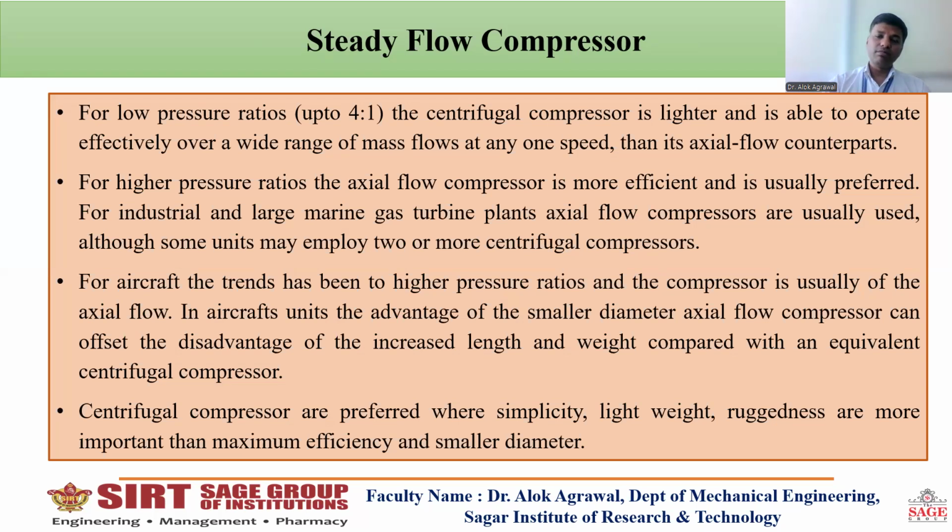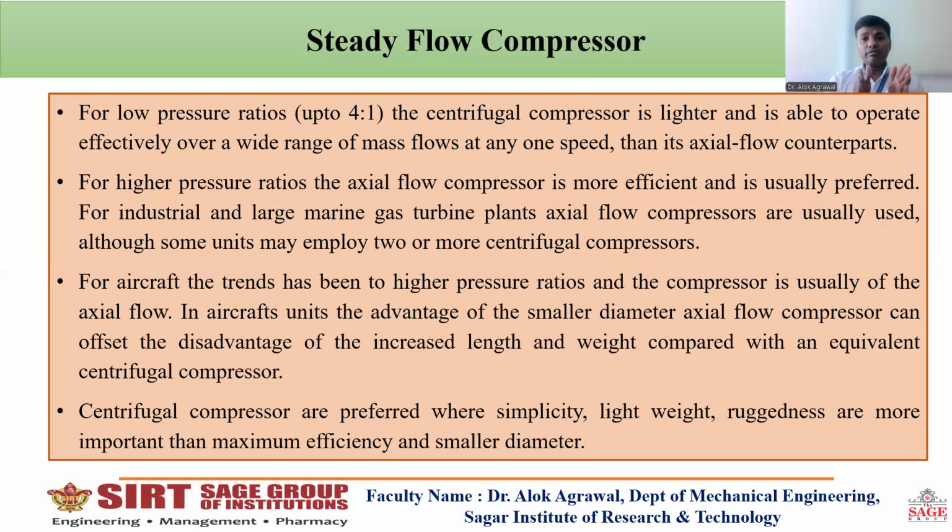Sometimes we can also put centrifugal compressors in series to get a desired compression ratio of more than 4 to 1. But if we require compression ratio up to 4 to 1, generally we use centrifugal compressor only. If we need high compression ratio, either we put centrifugal compressors in series, or we can use axial flow compressor because it has multi-stage compression inbuilt in it. In aircraft and in marine engines, where high pressure ratio is required, we use axial flow compressor because it can provide high compression ratio.